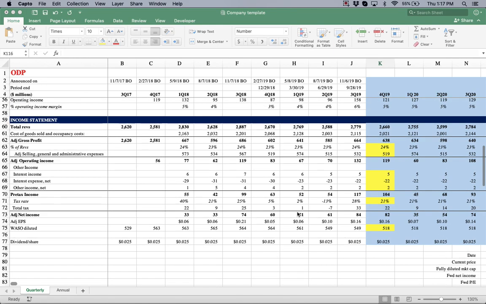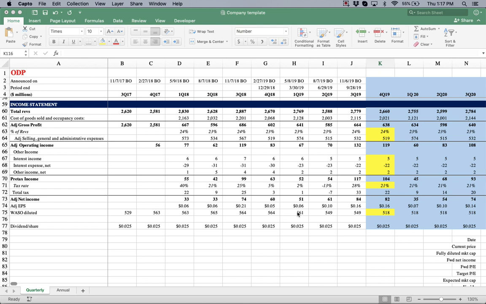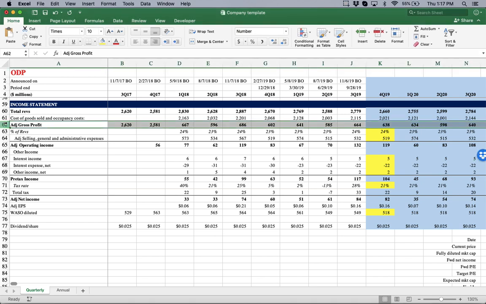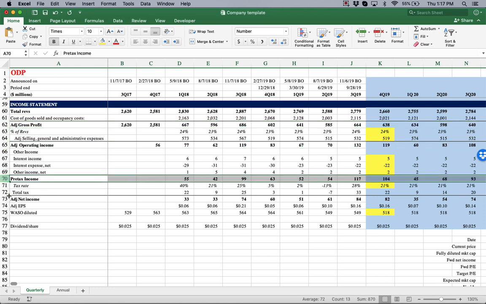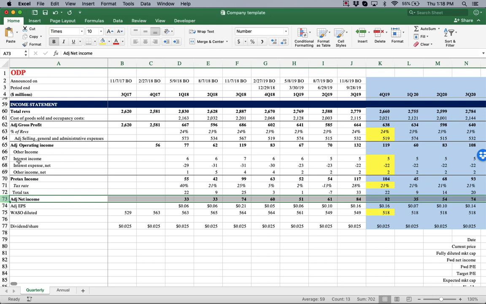Okay, so the next section we're going to look at is the income statement. So just some overall formatting points here before we dive into it. Any line that's a subtotal, so adjusted gross profit, adjusted operating income, pre-tax income, adjusted net income, it's nice to have those lines in bold so they stand out, and also to have this top border, so it just adds another level of separation from the items that came above it.